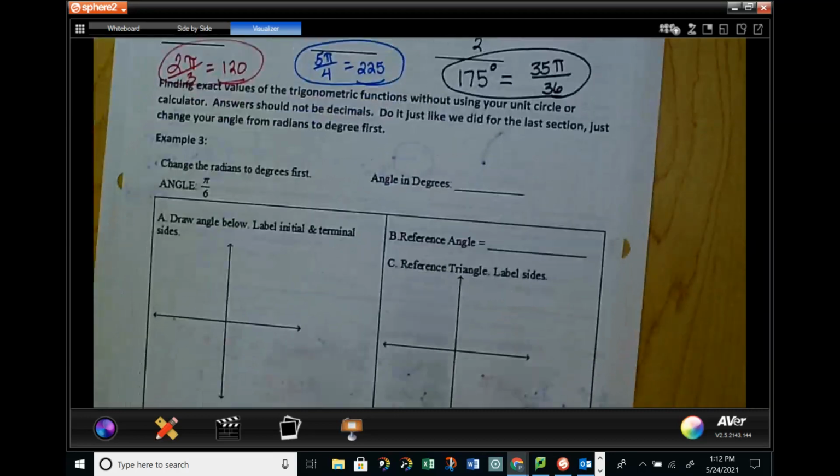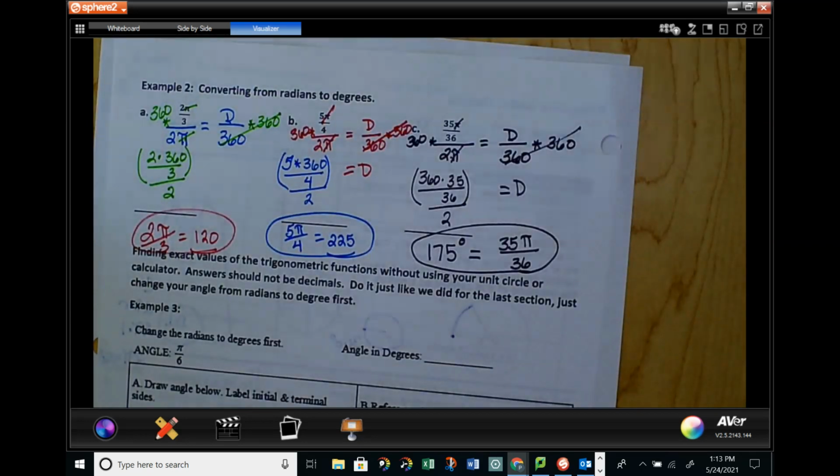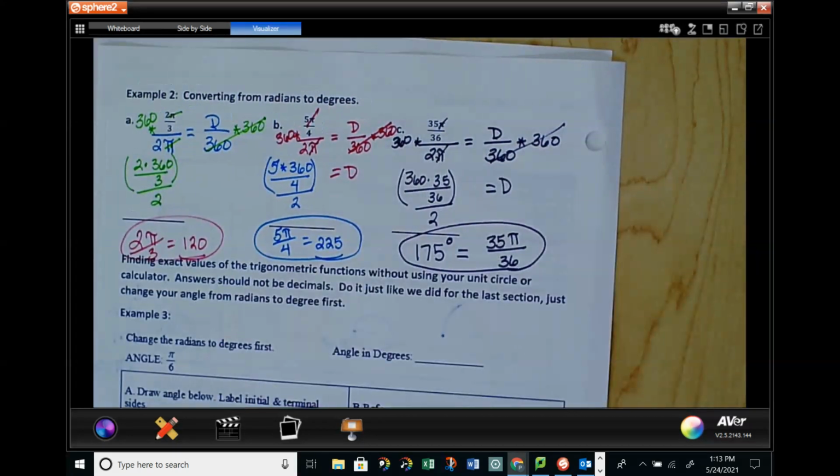All right, so the next part is now we have all of our unit circles. This is converting from pi and so forth. And then I'm going to show you how to do this in the next video.